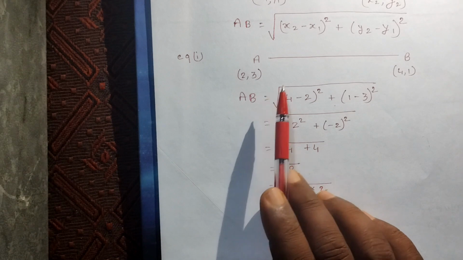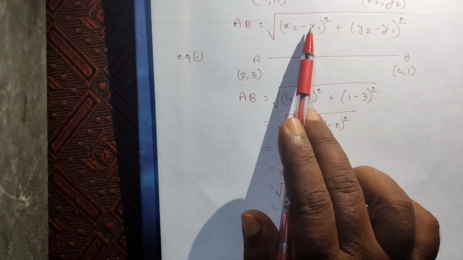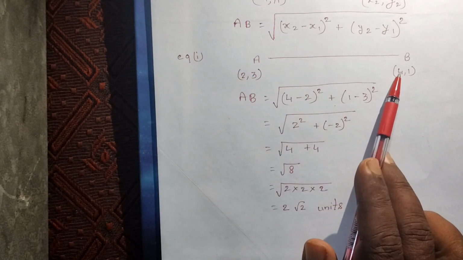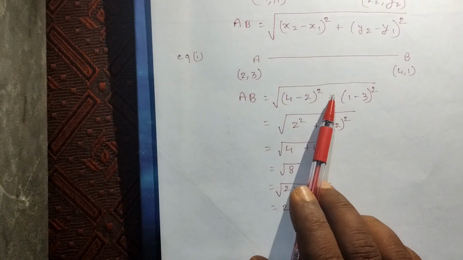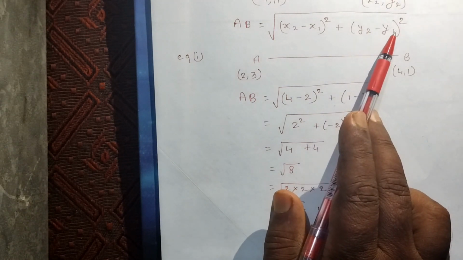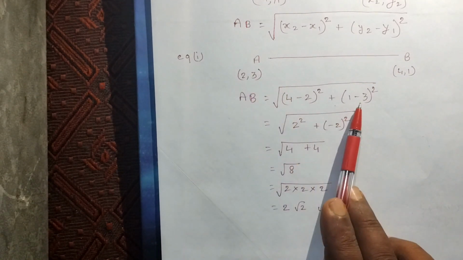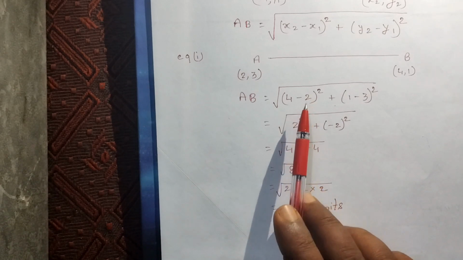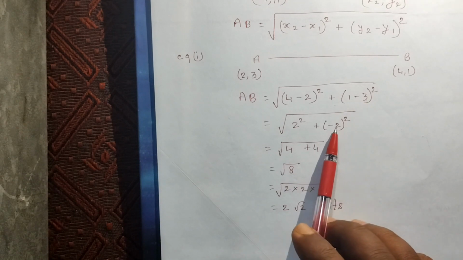AB equal to, from the formula, x2 minus x1. Now, according to this example, you have to take 4 minus 2 whole square plus, here is the place for y2 minus y1, you will take 1 minus 3 whole square. 4 minus 2, how much? Obviously 2. And 1 minus 3, how much? Obviously minus 2.